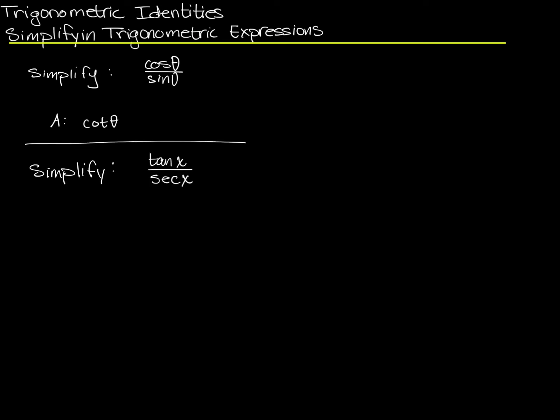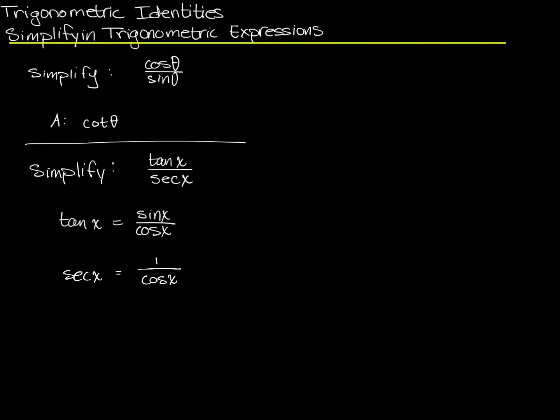Simplify the ratio, the tangent of x over the secant of x. Well, I know that the tangent of x can be written as the sine of x over the cosine of x. So I've actually had to make this one more complicated before I can make it less complicated. The secant of x can be thought of as 1 over the cosine of x.